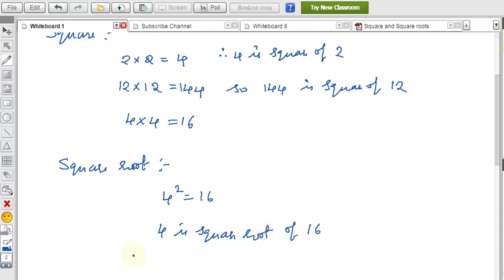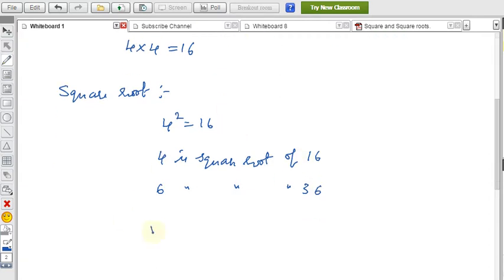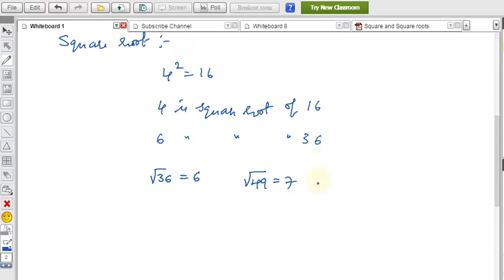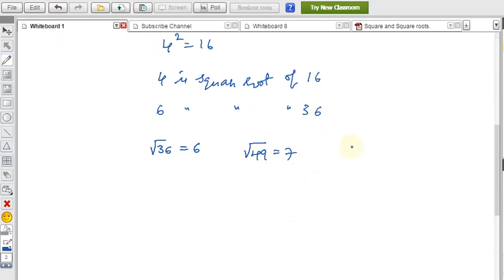Similarly, 6 is the square root of 36 because 6 into 6 is 36. So based on square and square root, the symbol we can write: square root of 36 is 6, square root of 49 is 7 because 7 into 7 is 49 and 6 into 6 is 36. I'll write some important points related to square and square roots.